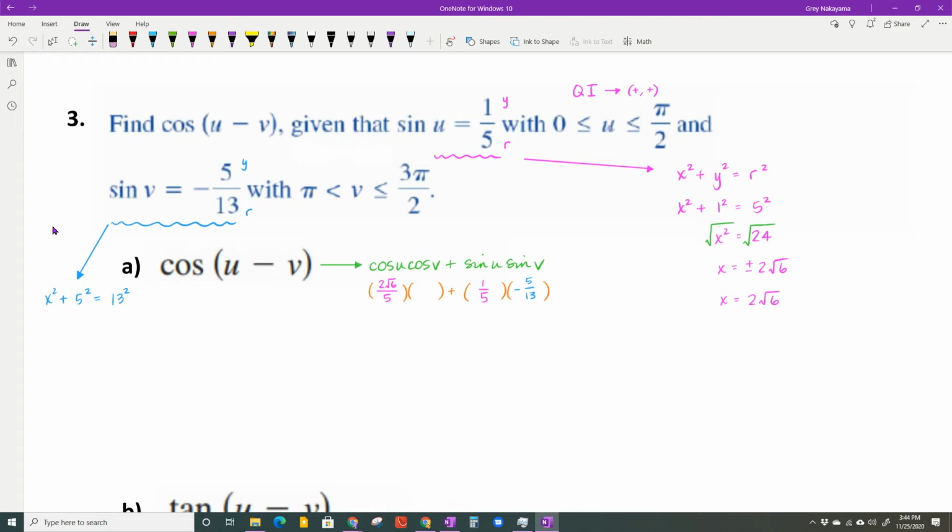Well, 169 minus 25 means x squared equals 144. And when I take the square root of both sides, I get x equals plus or minus 12. Again, how do I know if I want positive or negative? I got to go back up here. V is between pi and 3 pi over 2. Well, that's quadrant 3. And if it's quadrant 3, my signs are both negative, so that means I want a negative 12, and that means the cosine of v is going to be negative 12 over 13.